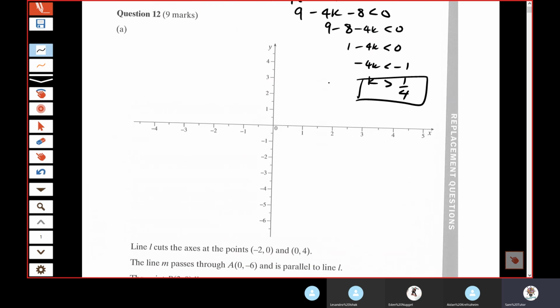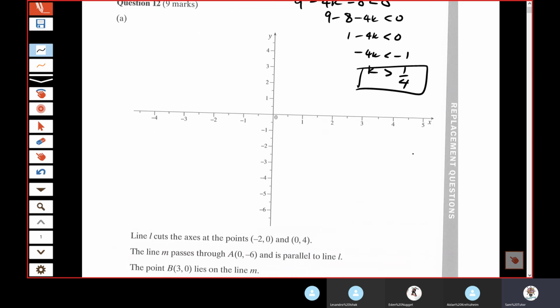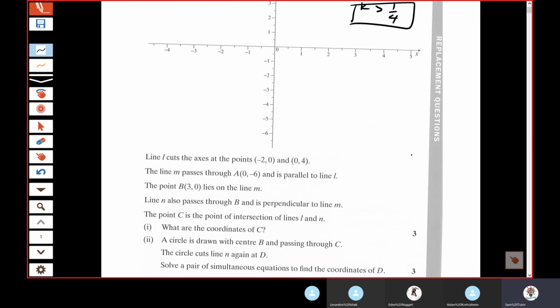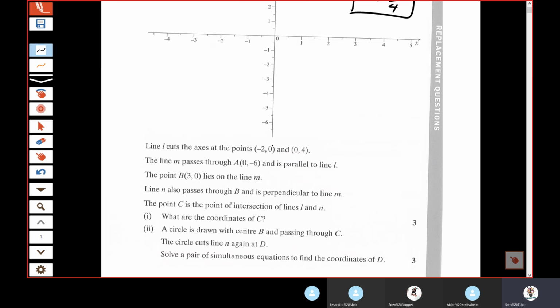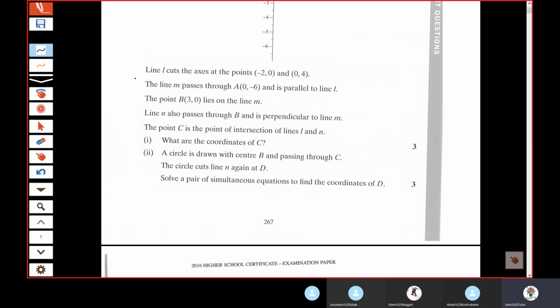This one looks interesting. Question 12, 9 marks. All right, start reading. Line L cuts the axes, well, you probably have to put all this in. It'll be good if you've got grid paper, it makes it easier. If not, make sure you write it as accurately as you can. Line L cuts the axes at the points -2, 0 and 0, 4. Line M passes through 0, -6 and is parallel to line L. And the point B lies on the line M, line N.